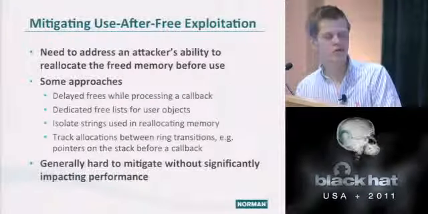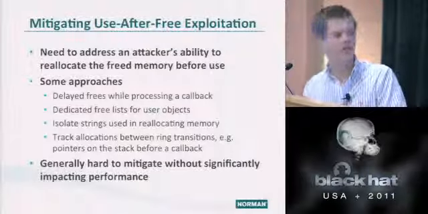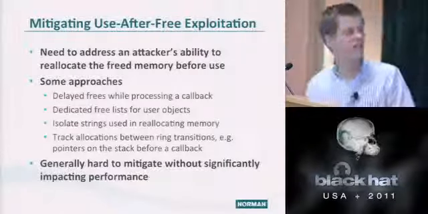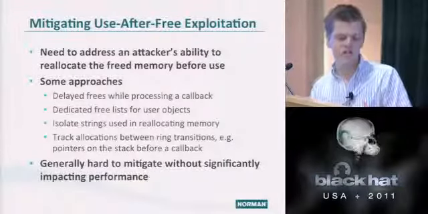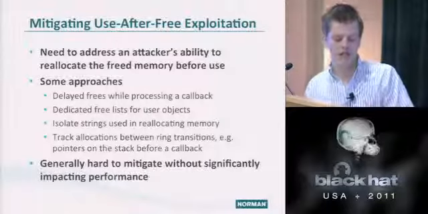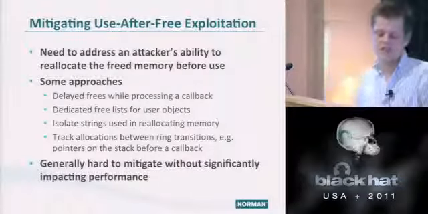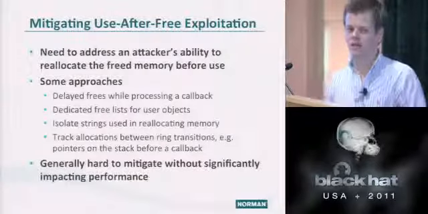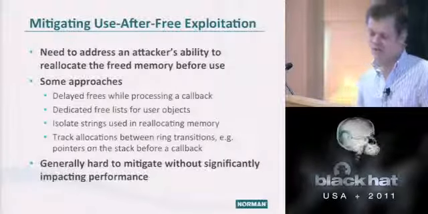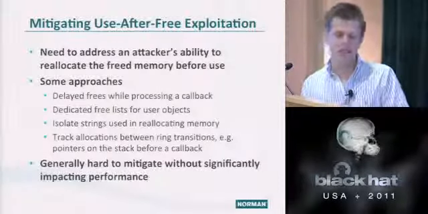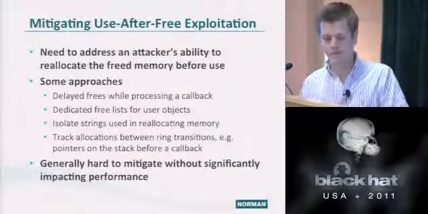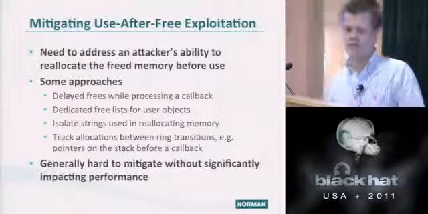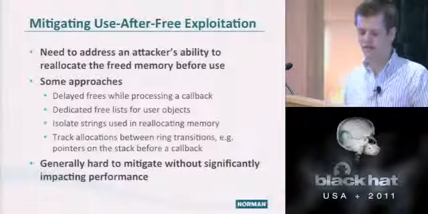So mitigating use after free vulnerabilities is quite difficult. It's generally hard because you usually will impact performance significantly. Some approaches you could do is use delayed frees, or dedicated free lists. You could try to isolate the strings, meaning that when you reallocate this memory, you have the string in a separate heap or something. You could try to track the allocations between ring transitions. So when you perform a callback, you would keep track of the memory allocations and then recheck those when you return and make sure that everything is sane.